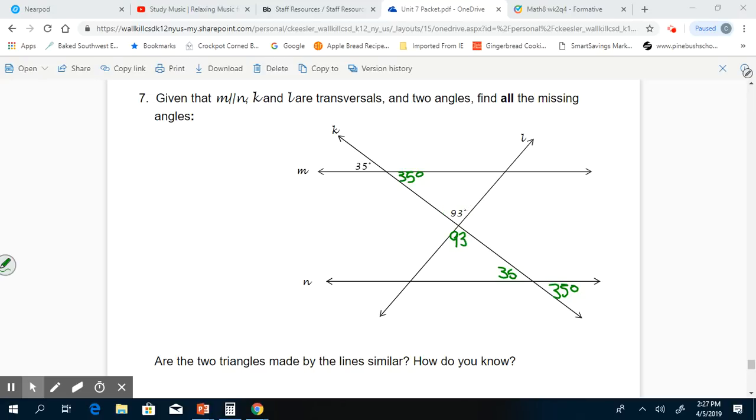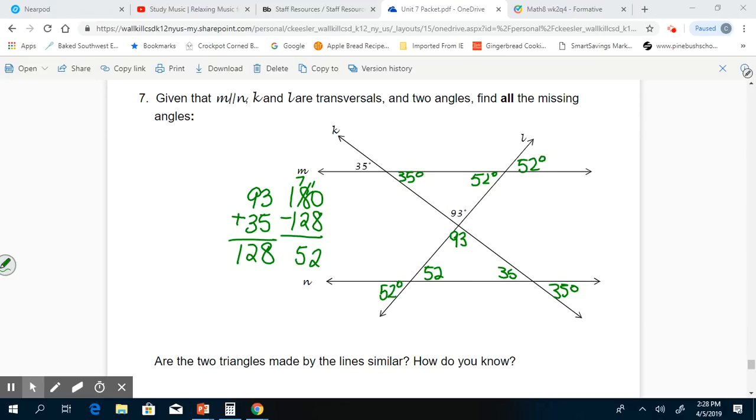Then we have 2 angles from a triangle, so we can find the third by adding them and then subtracting from 180. So we get 128 subtracted from 180. We get 52 degrees for the third angle of each of those triangles. And we know their vertical angles are the same. And we're close to finished.